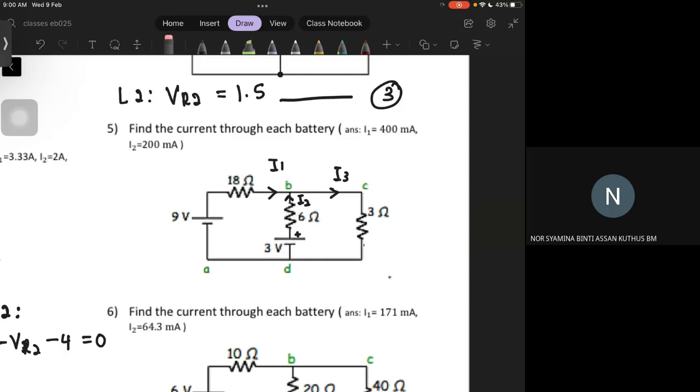Okay. Alright, so KCL dekat sini akan jadi I3 equals to I1 plus I2.